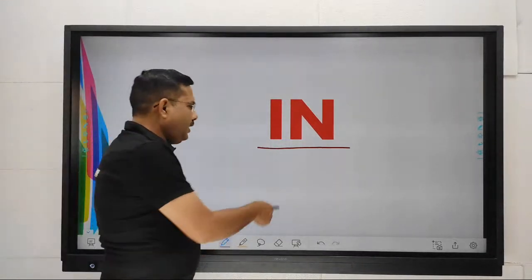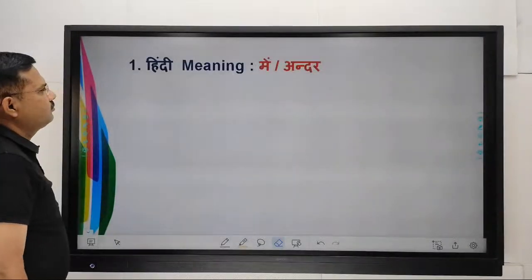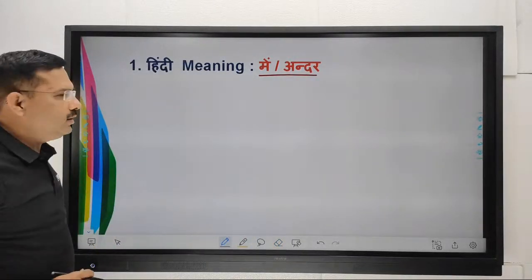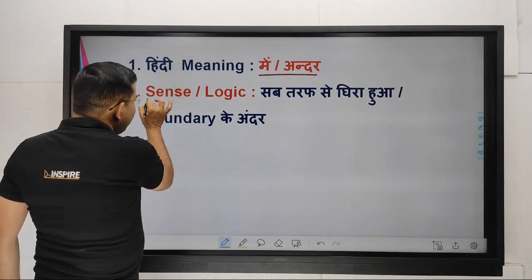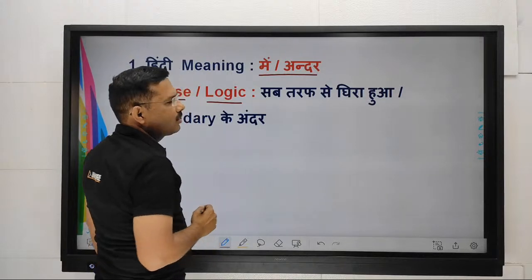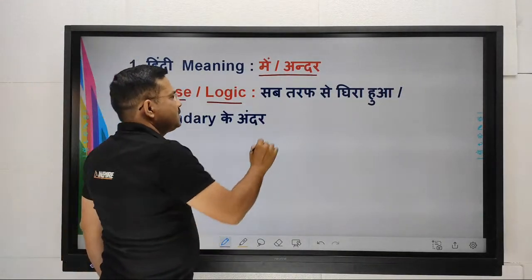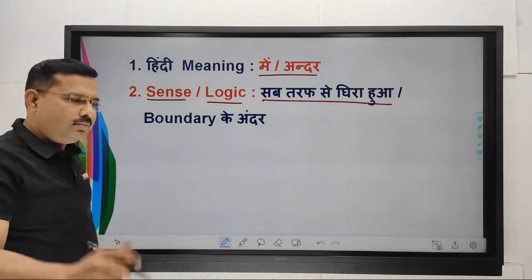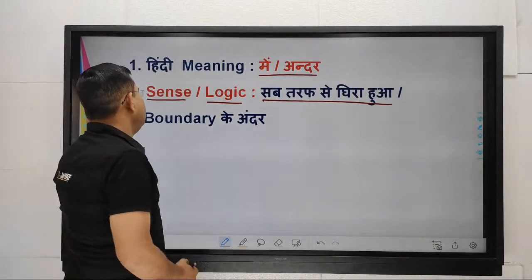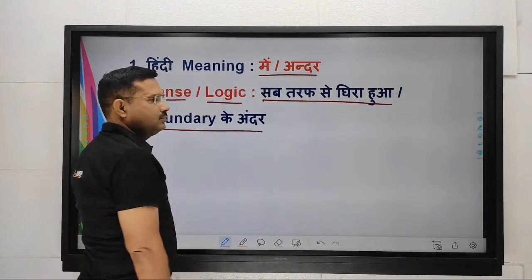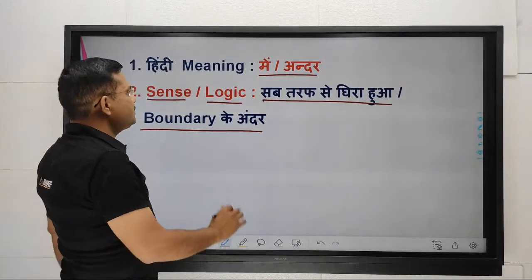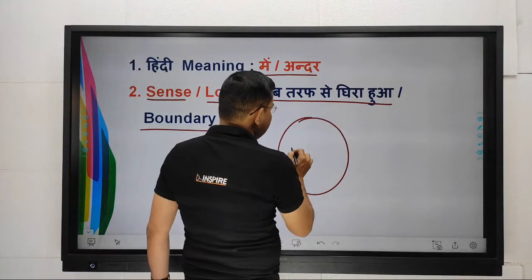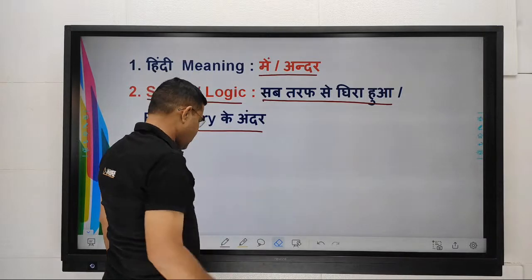So our preposition is in. How do we use in? The basic Hindi meaning of in is this may or under. It's quite clear. But in has its own sense, its logic, and that logic says surrounded from all sides. If something is surrounded from all the sides, then we call it in, or if something is in boundary, then it is also called in. These two concepts should be clear.